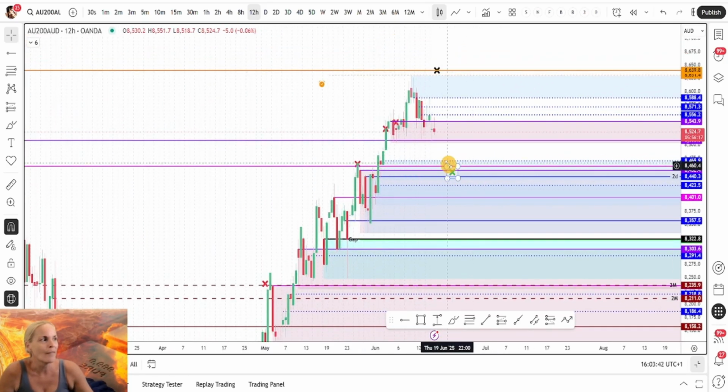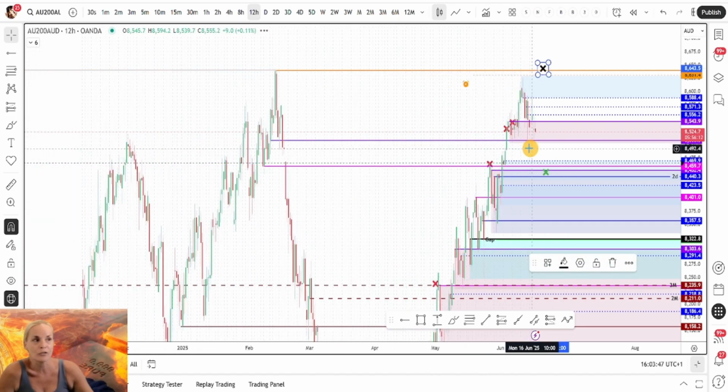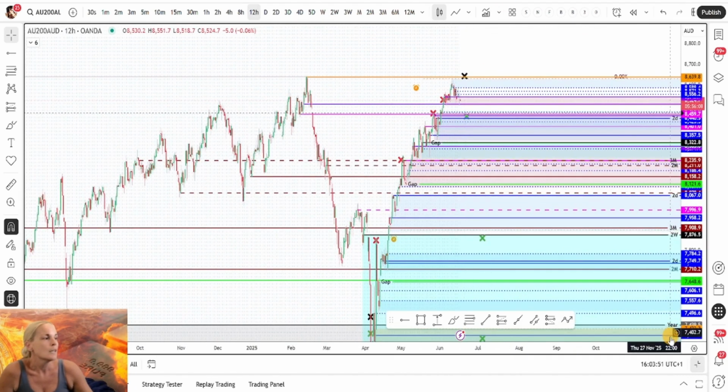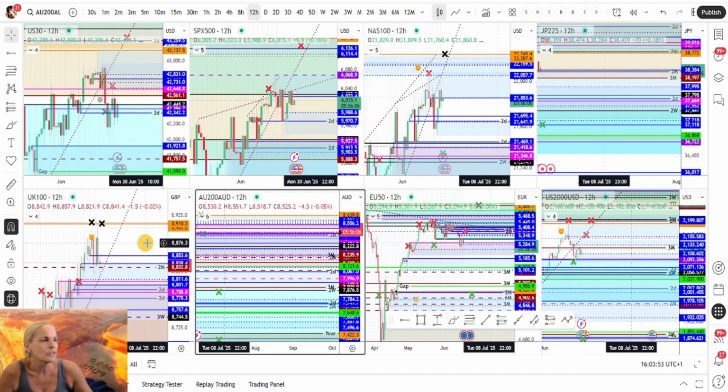But yeah, 3-day demand there. I think I've alerted that just to see, even if it gets the final push, it's just a question of whether this is going to be a giant double top, or is this going to break out? And so far, none of them have broken out. Let's see even the FTSE.